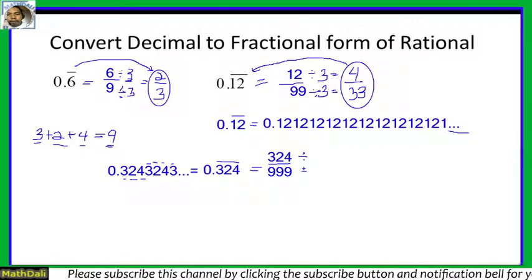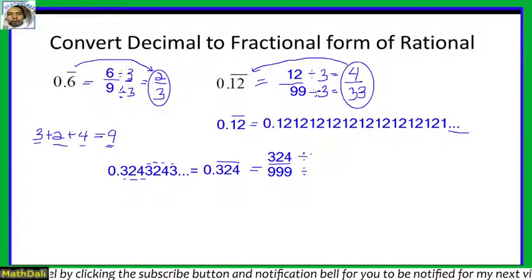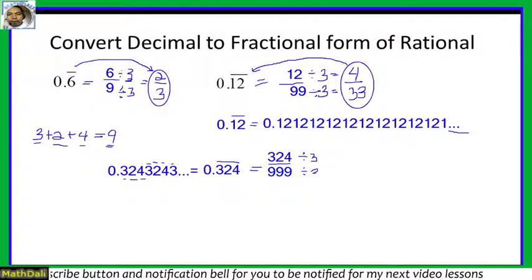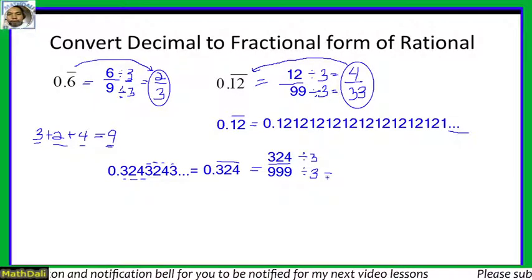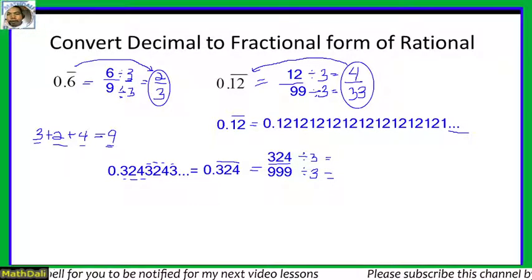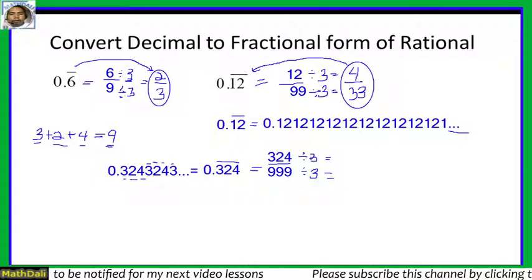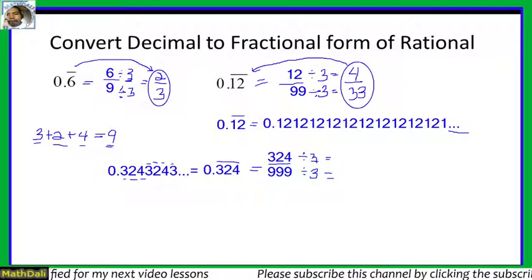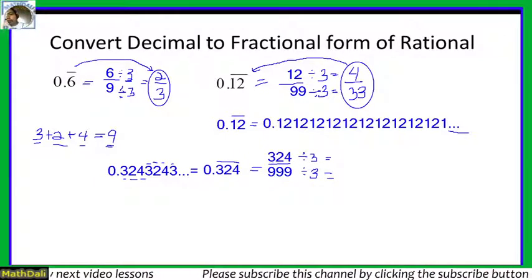Siyempre, pag pinag-add natin to, 27. 27 is a multiple of 3. So, pwede natin to i-divide ng 3. Hindi yan magkakaroon ng remainder. So, technique or another way, kunin nyo talaga yung GCF. Ang GCF natin dito ay maaaring 3. So, try muna natin i-divide to ng 3.